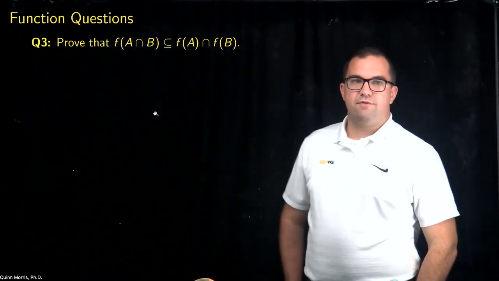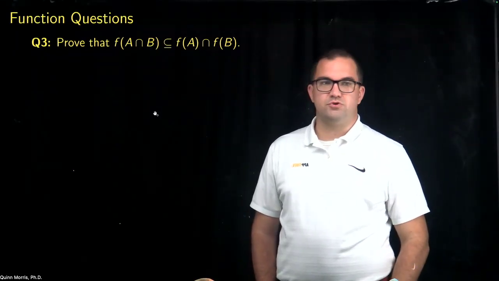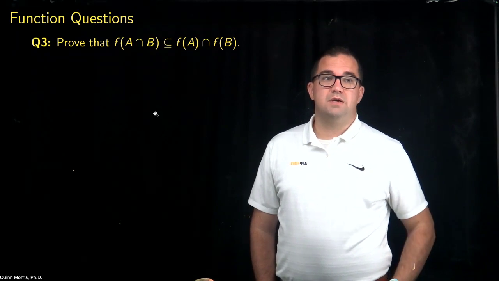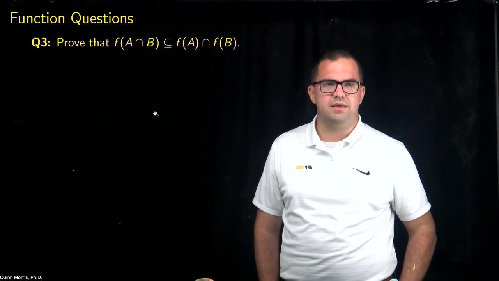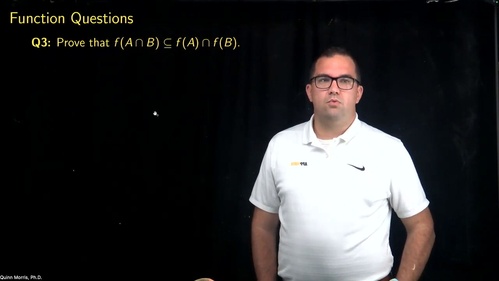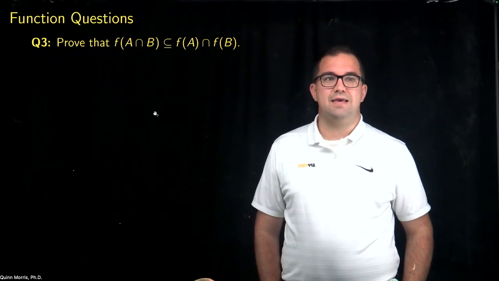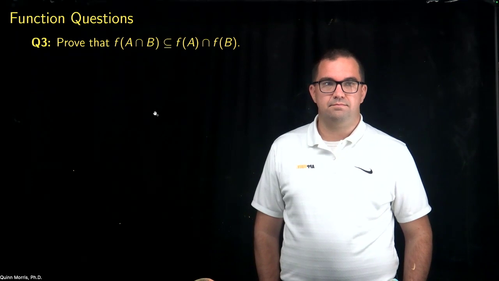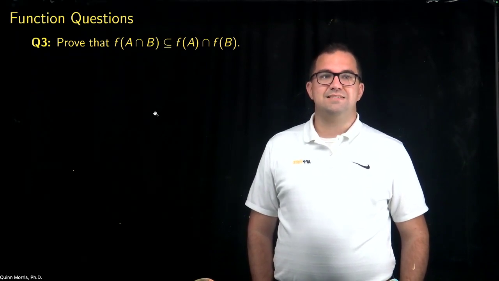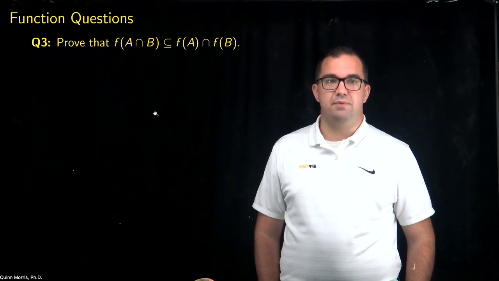Now, finally, we have time for one more problem, and this will be our first proof of the course. I thought it might be nice to just remind ourselves of how we go about proving some things. So what I want us to try and prove is that if I take the image of A intersect B, then that is a subset of f of A intersect f of B.